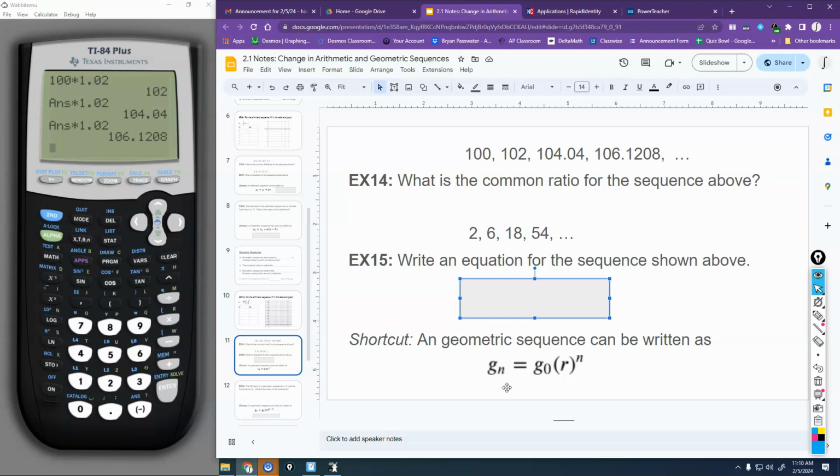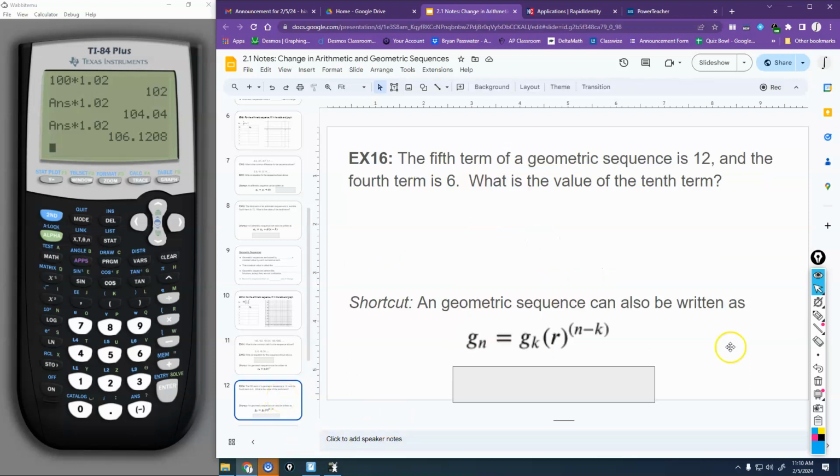Sometimes they'll use A's. And they could use any letter in the world. They could use an R, could use a Z, but A is what you see most often. So G sub n is just going to be the initial term, whatever the first term is here, times the common ratio to the n power for that. Okay, here.